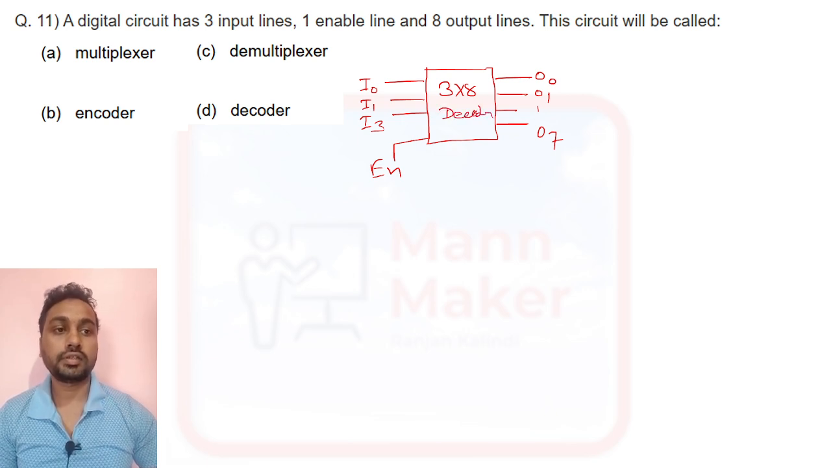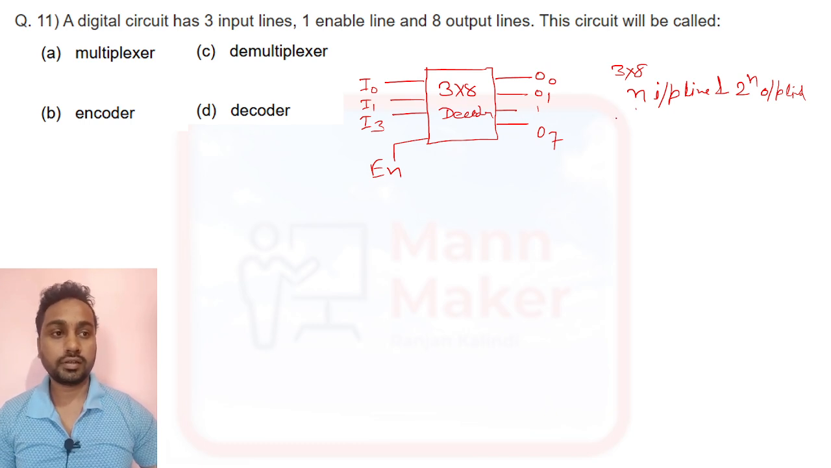This is called a 3 into 8 decoder. In a decoder circuit, if we are talking about an n bit decoder, then it has n input lines and 2 to the power n output lines. Just remember: for 3 into 8, n is 3, so 2 to the power 3 is 8. So 8 output lines will be there for a decoder circuit.